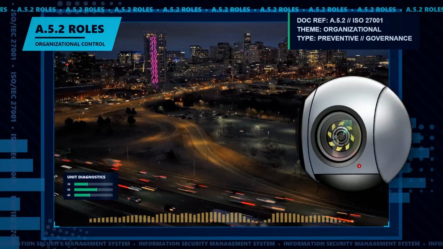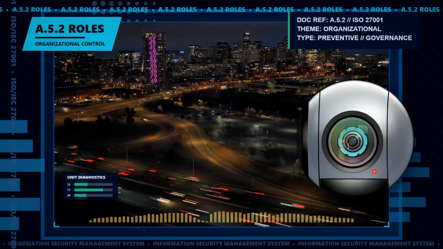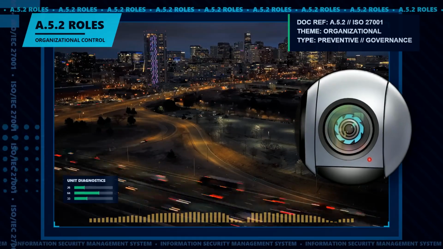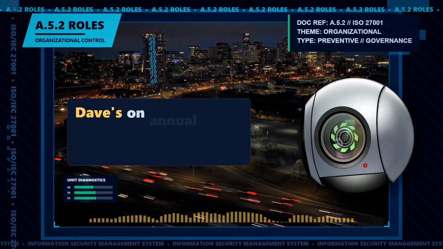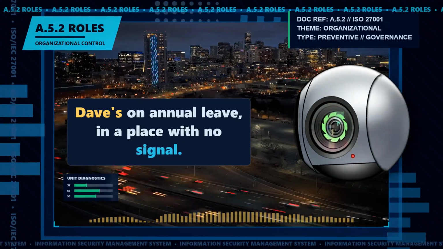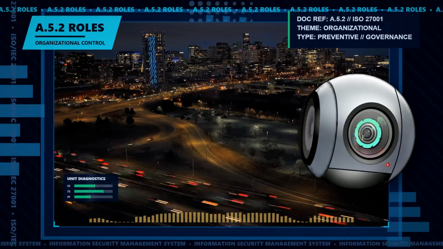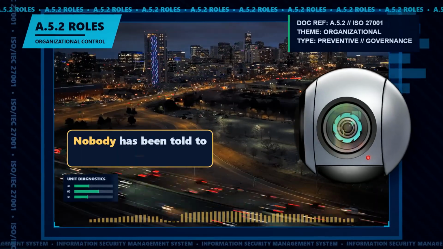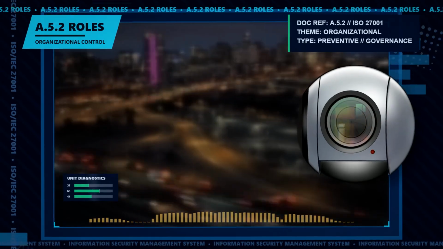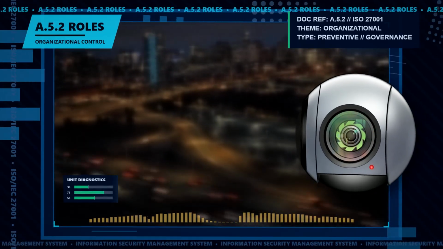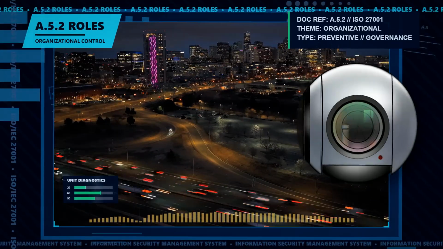Failure 2, and this is the sneaky one, ownership that lives only in someone's head. Nothing's written down. It works fine. It works fine for 2 years. Dave's on annual leave in a place with no signal. A supplier emails to say they've had a breach, and it lands in an inbox nobody has been told to watch. Everyone assumes someone's handling it. Nobody is. That gap is not a technology problem. That gap is Annex A Control 5.2 not being done.